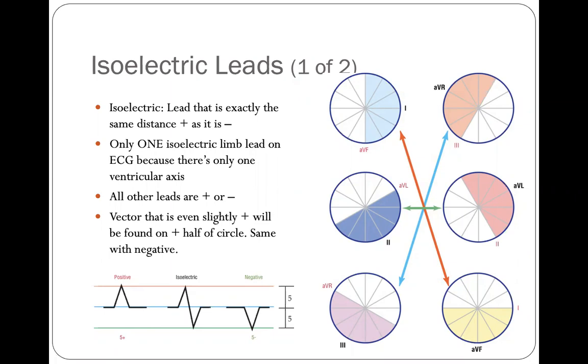So when you're looking at it, there will only be one of these leads that is considered biphasic or isoelectric. It'll be whichever one is the closest to being perpendicular to the actual vector. It'll always be the smallest lead, and it'll be the lead that is as equally positive and negative as possible. All the other leads will be either more positive or more negative, one or the other. And again, any lead that is slightly more positive or slightly more negative is either positive or negative.